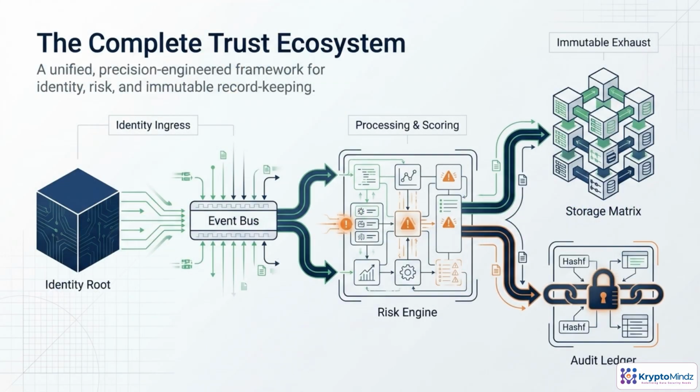You can think of this as your end-to-end trust fabric. Verified identities emit events. Instead of pushing those directly into point solutions, everything flows through a shared event bus. That bus fans out to your risk engine, which scores behavior and drives decisions, and to your operational stores that hold working data. In parallel, the same events are condensed into cryptographically linked audit records. Those hashes give you tamper-evident proof of what was known, decided, and done at any moment in time.